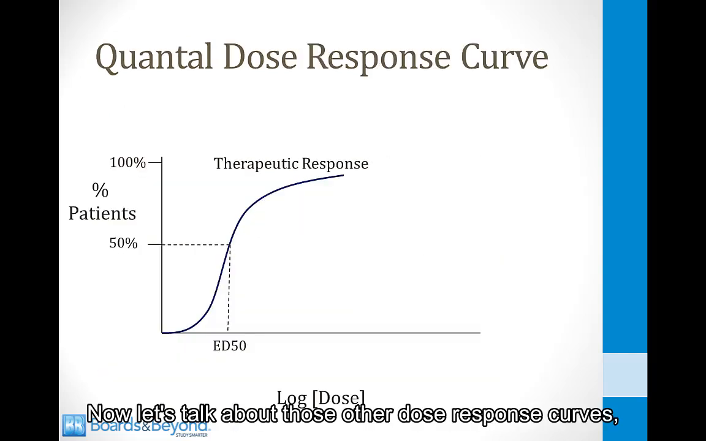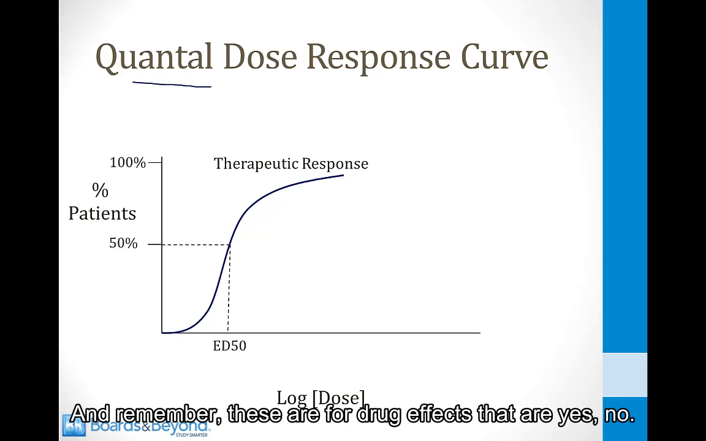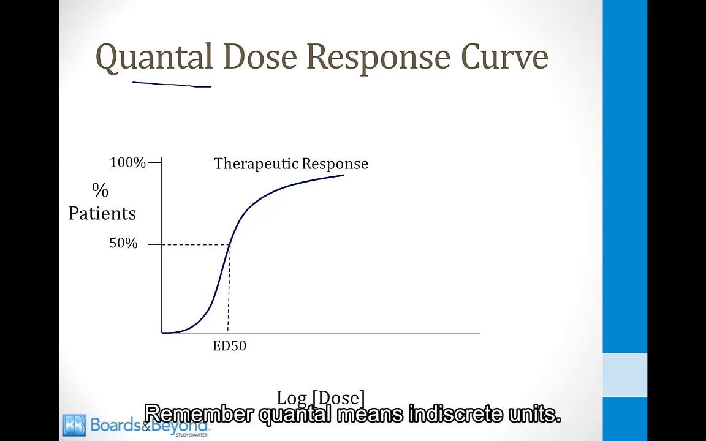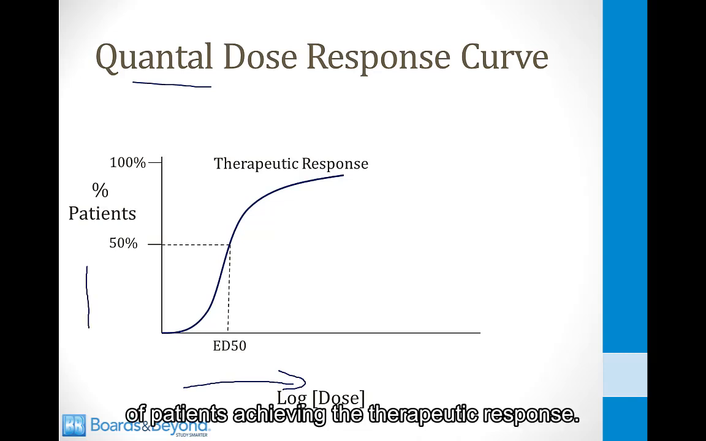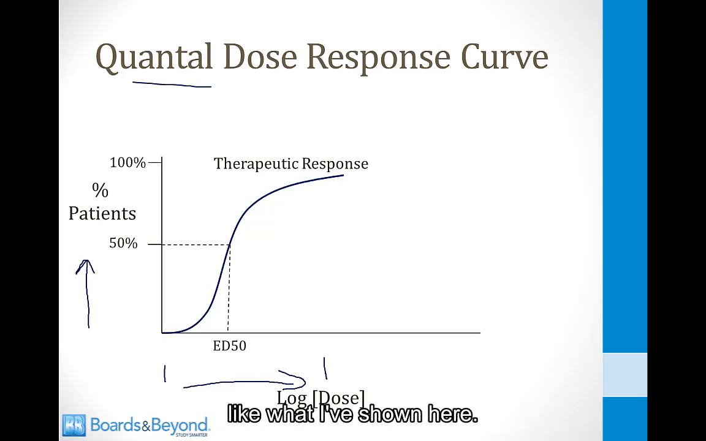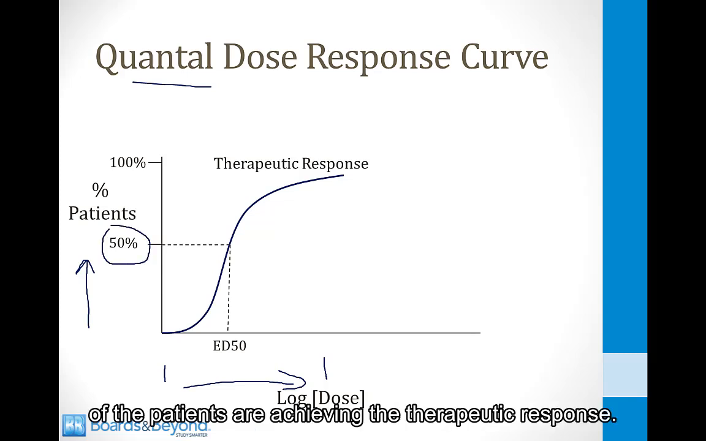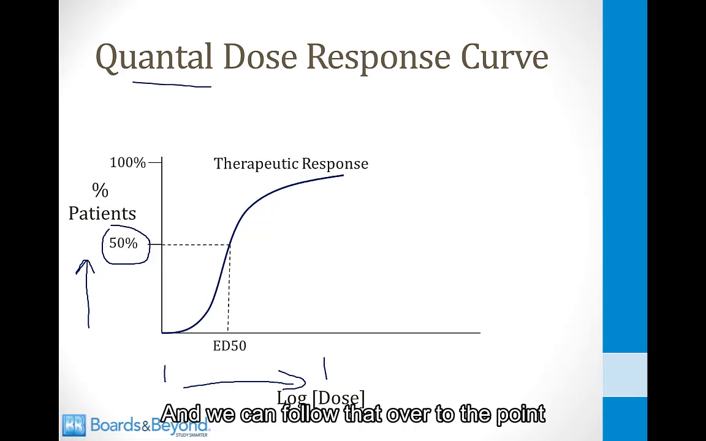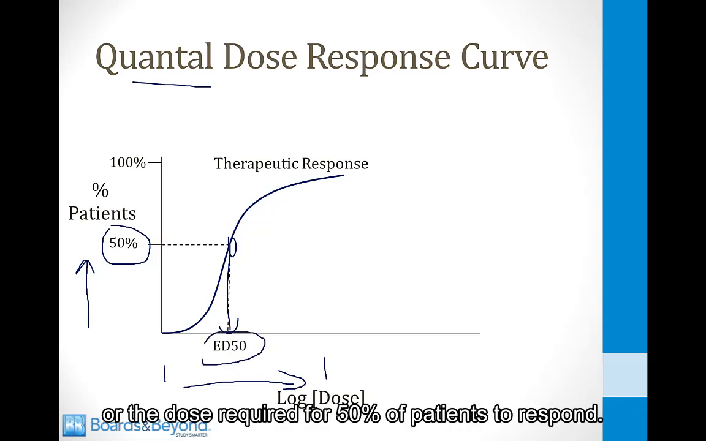Now let's talk about those other dose response curves, the quantal dose response curves. Remember, these are for drug effects that are yes, no. Remember, quantal means in discrete units. So once again, we're going to plot the log dose on the x-axis here, but this time on the y-axis, we're going to plot the percent of patients achieving the therapeutic response. And once again, we get an S-shaped curve like what I've shown here. And we also have a 50% mark where 50% of the patients are achieving the therapeutic response. And we can follow that over to the point on the curve and go down to the x-axis and mark the ED50, or the dose required for 50% of patients to respond.